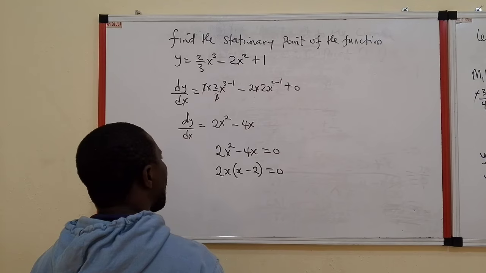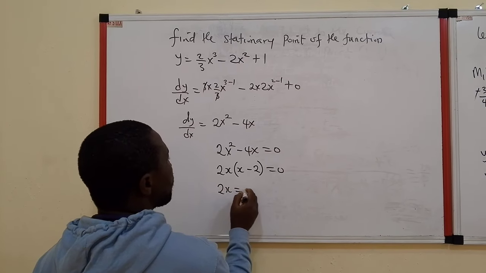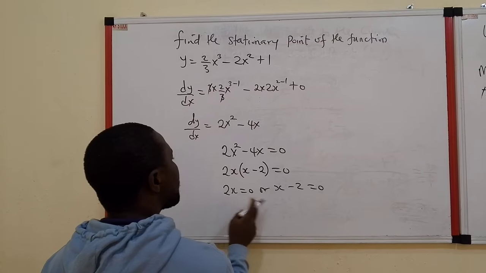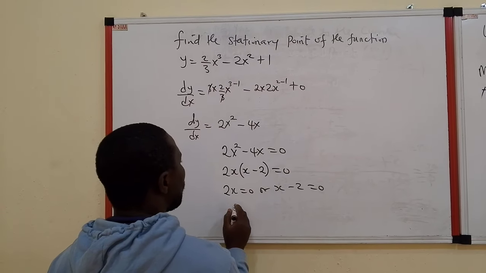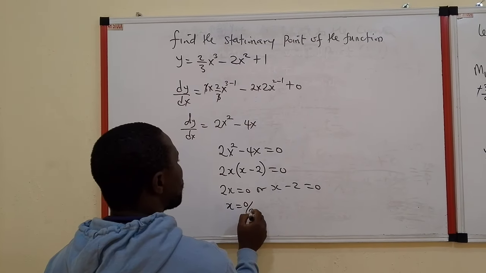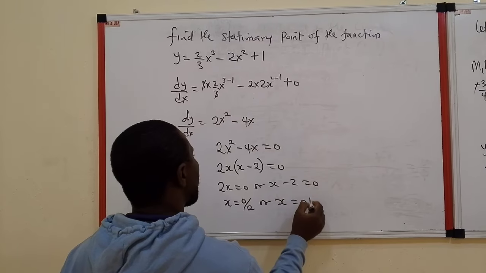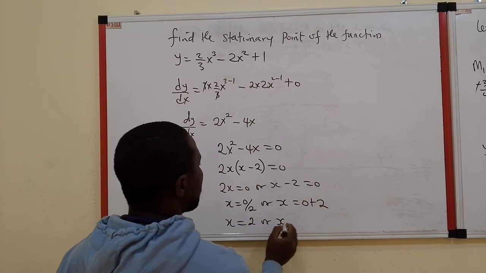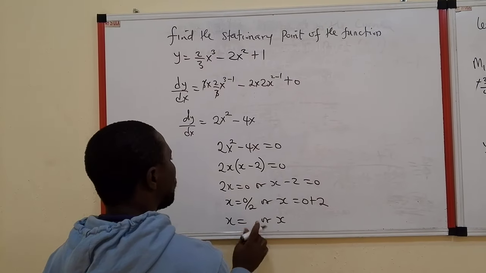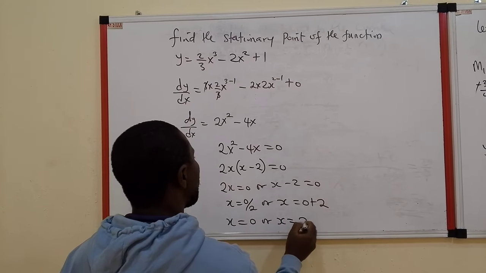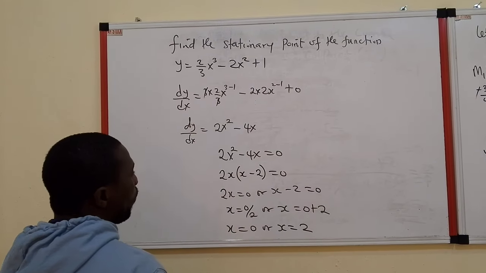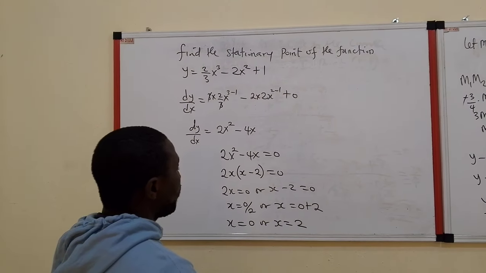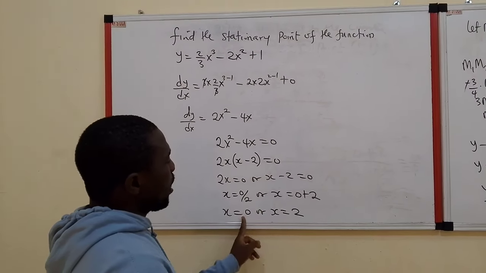So we now say 2x is equal to 0 or x minus 2 is equal to 0. Divide everything by 2. If you divide it by 2, x will be 0 over 2, or x will be equal to 0 plus 2. x will now be 2, or x, 0 over 2 rather, is 0. So x is 0 or x is equal to 2. Therefore, the stationary points are, find the stationary points of the function, these are the stationary points.